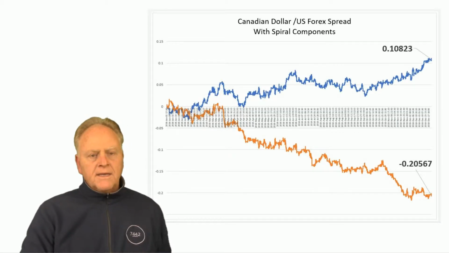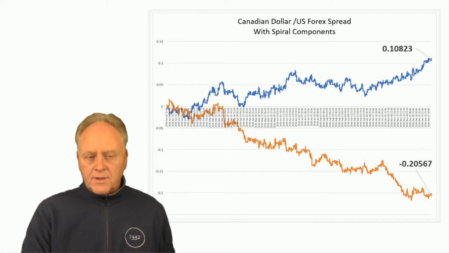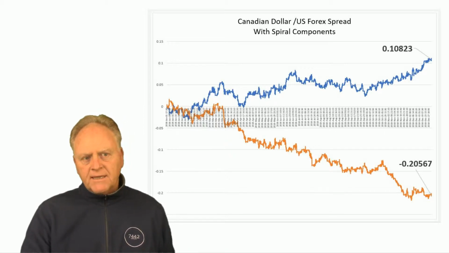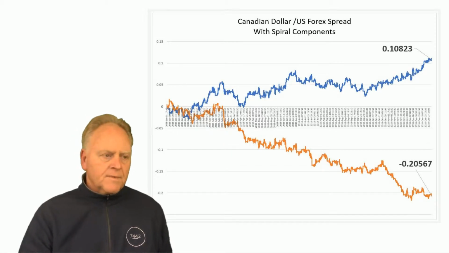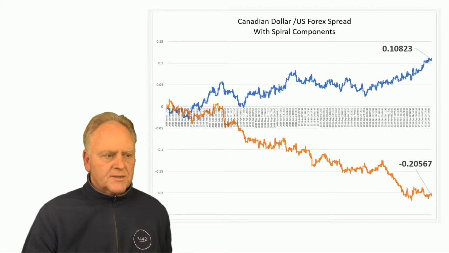So let's look at the Canadian dollar now. I'm going to double check these components, but the first pass showed a gain of 10.823 compared to a loss of negative 0.20567. Again, that's almost a triple. It's about half as much if you did the exact opposite of the market. So, you know what I'm saying. That's the Canadian US dollar Forex spread.